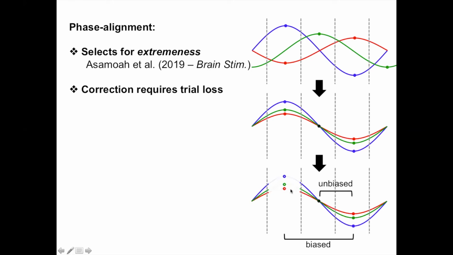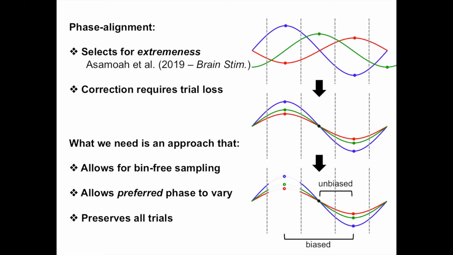So in order to correct for this, we actually need to remove those trials from the alignment from the further analysis. So this is going to be a loss of power because of a loss of trials. So what we ideally need is an approach that allows phase to be sampled without phase bins, allows preferred phase to vary across participants, and therefore we can preserve all of our trials because we don't need to correct for that bias.